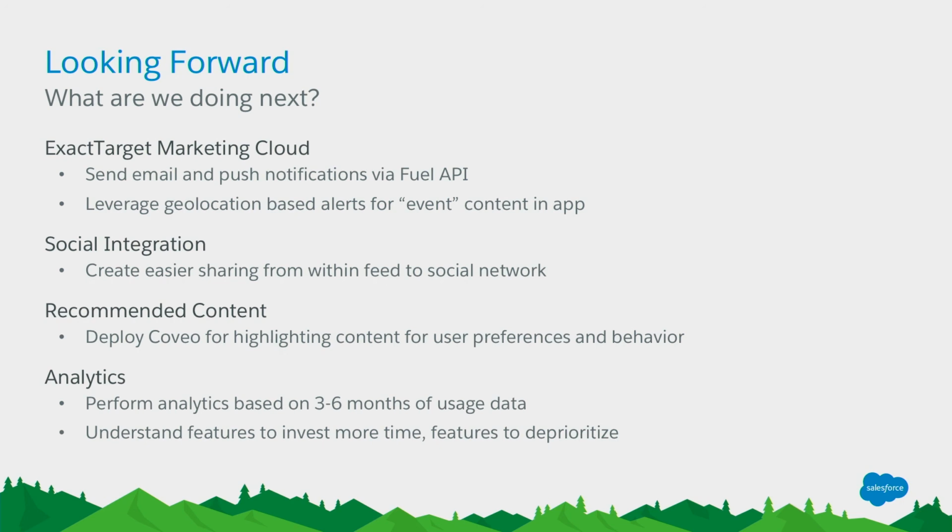We'll also do recommended content using an AppExchange app called Coveo. So if a person likes a lot of things that are food related, or they like a lot of things that are holiday related, we can end up surfacing that content into their feed, as opposed to just showing them generic stuff that everyone else is looking at.